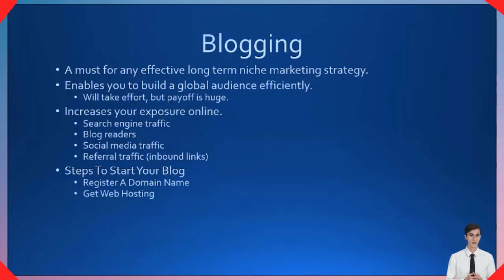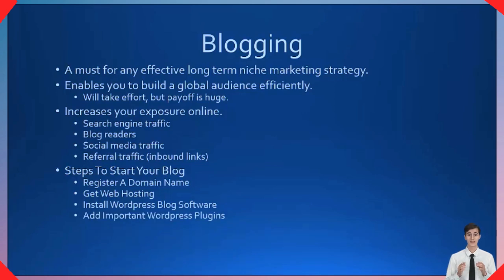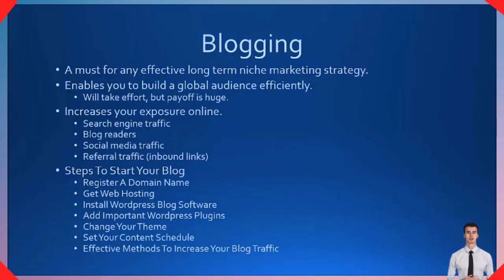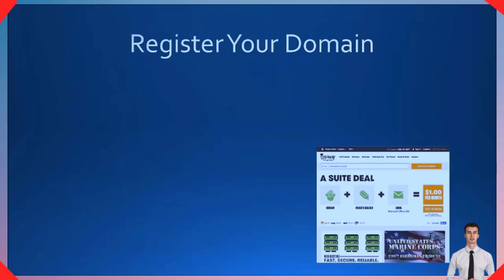Register your domain name. Get your web hosting. Install the WordPress blog software. It's by far the best blogging software out there. There are many other ones, but this is by far the best one. Add your important WordPress plugins, change your theme around, clean it up a little bit, set your content schedule, and then go over and start promoting your content, creating your content, and getting traffic to your blog.